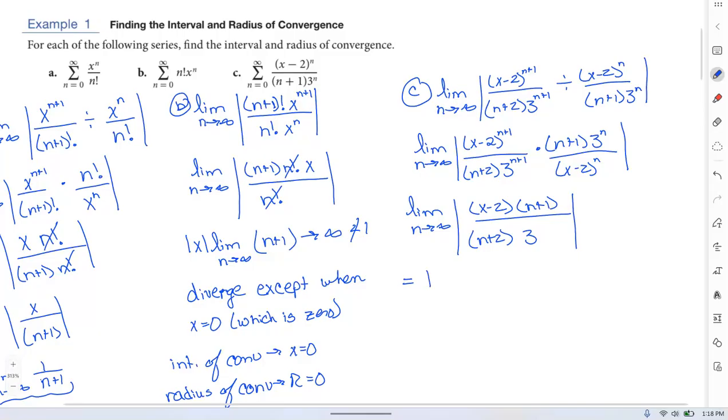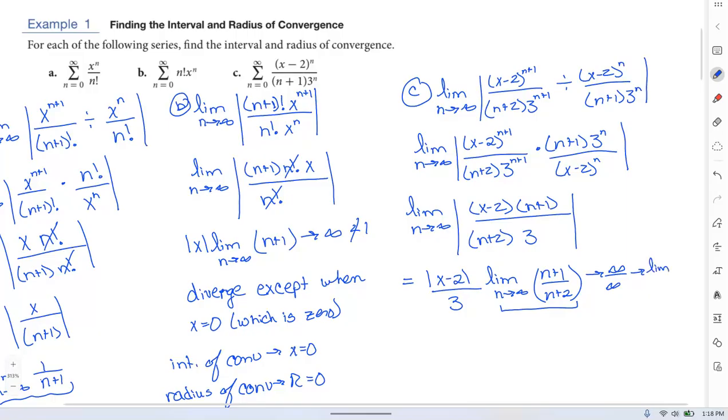I'm going to pull out the absolute value of x minus 2, and then the absolute value of 3 is just 3. That's going to leave me with the limit as n goes to infinity of (n plus 1) over (n plus 2). We know this limit is going to head to 1. We can use L'Hopital's to show that. That's going to be infinity over infinity.